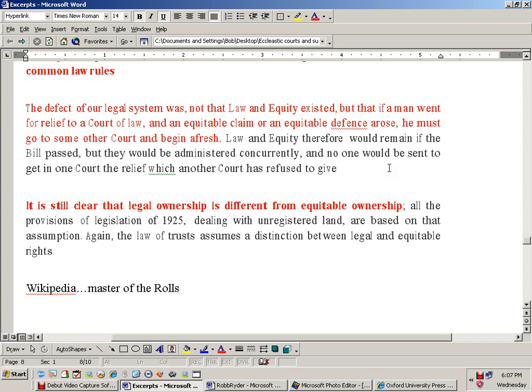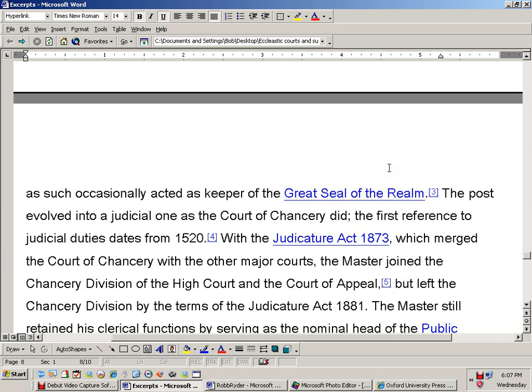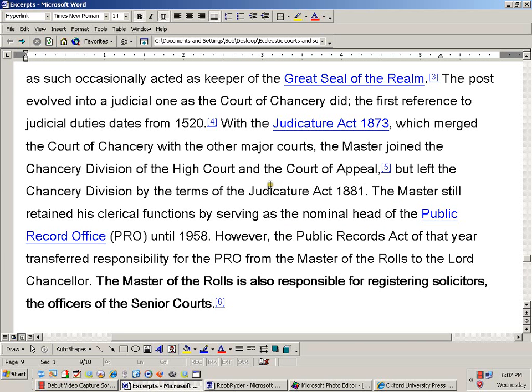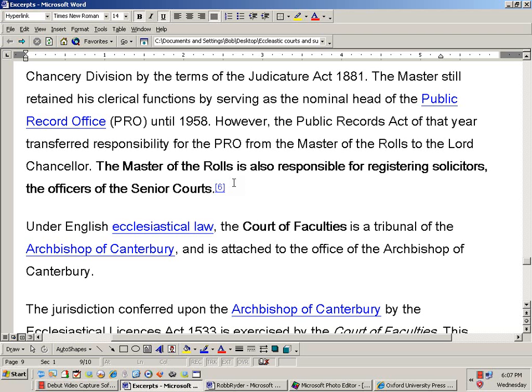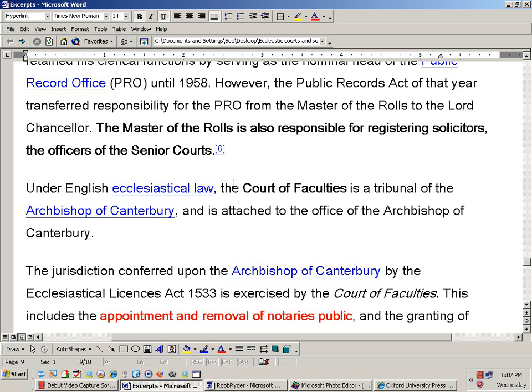It is still clear that legal ownership is different from equitable ownership. All the previous provisions of legislation, 1925, dealing with unregistered land are based on the assumption, again, the law of trust assumes a distinction between legal and equitable rights. More on that later. Okay, so this was the Master of the Rolls. What else was there to tell you about the Master of the Rolls? Oh, there wasn't so much.